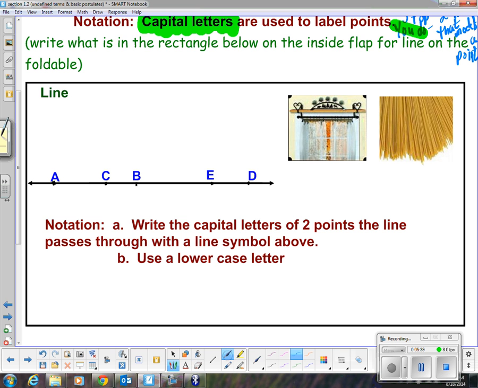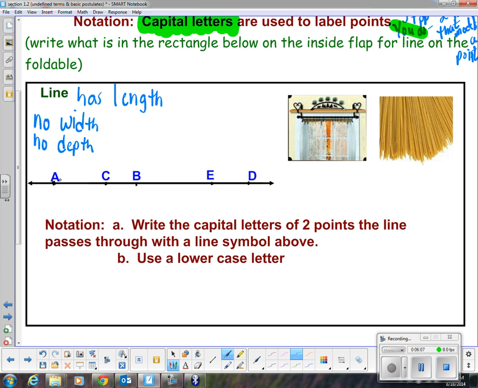A line does have width. No, maybe I should say length. Length's a better word. So I've changed my mind. So hopefully you're using a pencil. A line has length. What it does not have is width. No width and no depth. But it goes left and right, or goes in two directions forever.